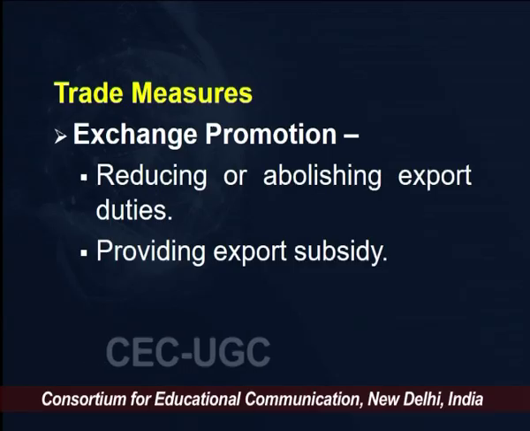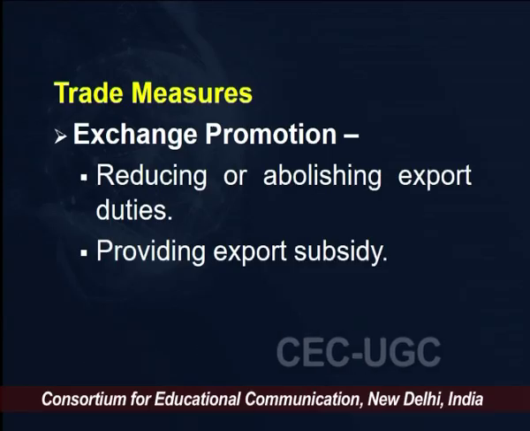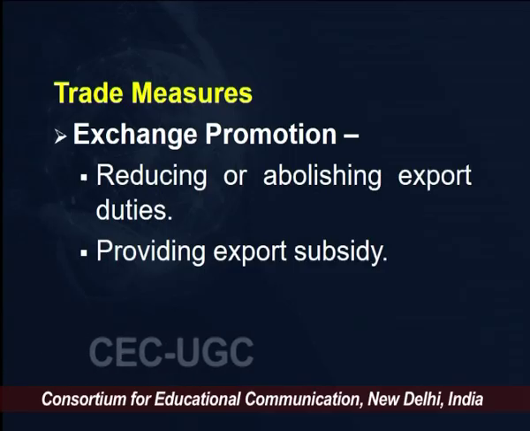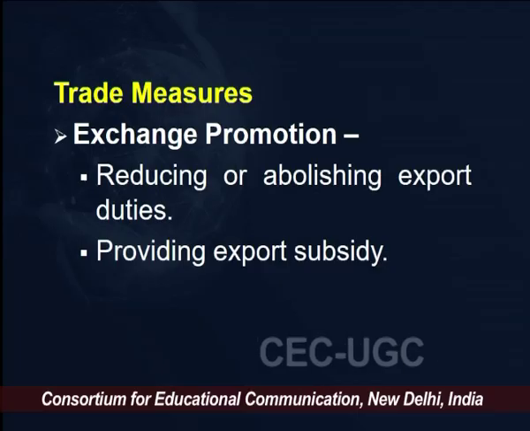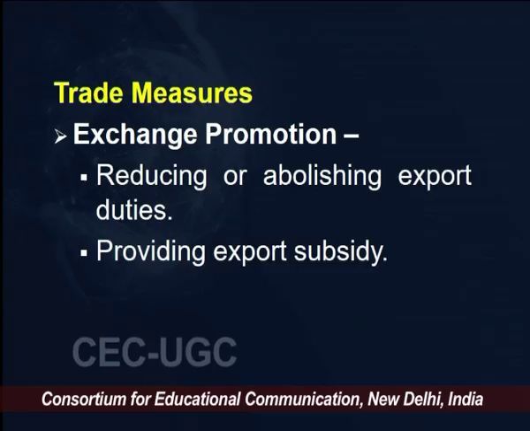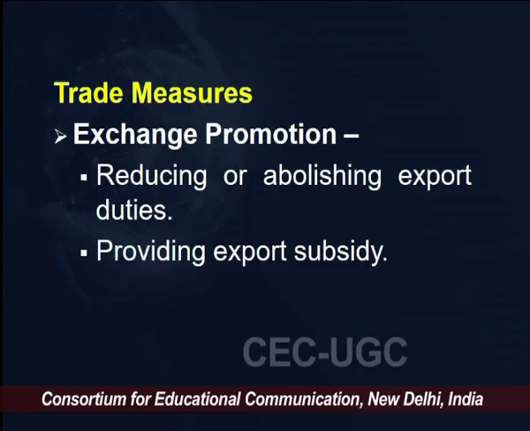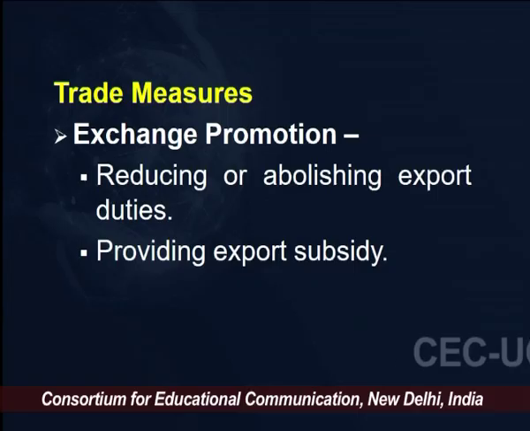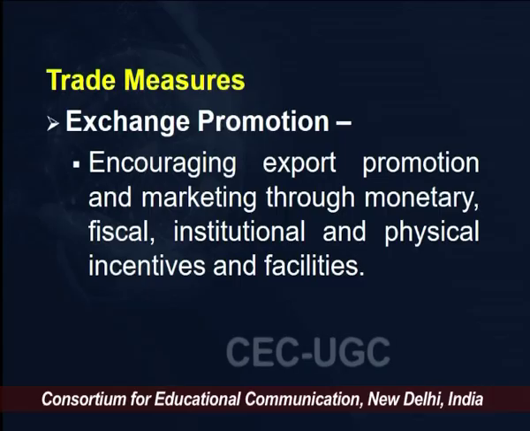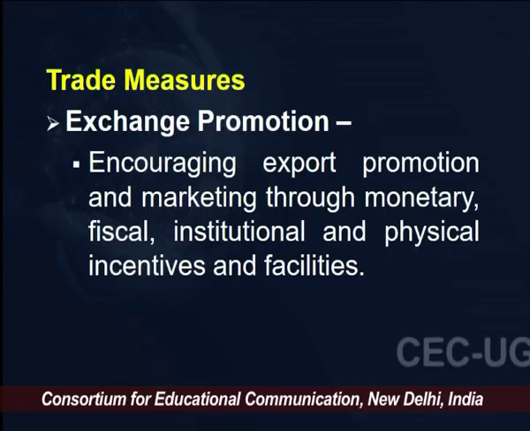Now, among deliberate measures, the second portion after monetary measures is trade measures. What trade measures can a country take into consideration when there is an imbalance or disequilibrium in the balance of payment? The first one is export promotion. Reducing or abolishing export duties to promote exports, this is one thing. Providing export subsidy, encouraging export promotion and marketing through monetary, fiscal, institutional, and physical incentives and facilities.